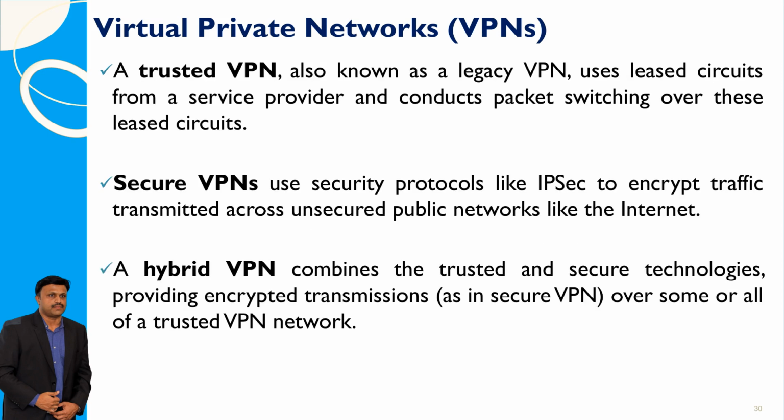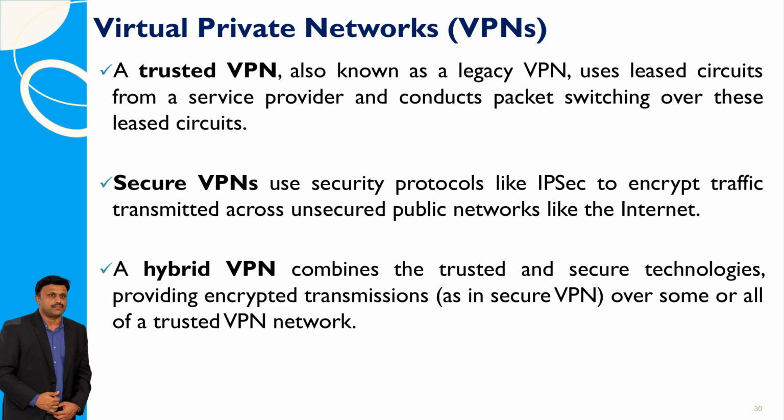Virtual private networks come in various types. Trusted VPNs, also referred to as legacy VPNs, utilize leased circuits from service providers for packet switching. Secure VPNs employ security protocols such as IPsec to encrypt data transmitted over unsecured public networks like the Internet. Hybrid VPNs integrate both trusted and secure technologies, offering encrypted transmissions similar to secure VPNs over some or all of a trusted VPN network.